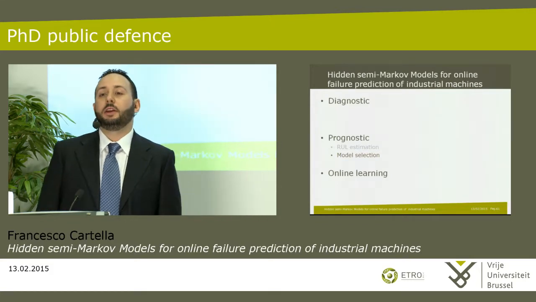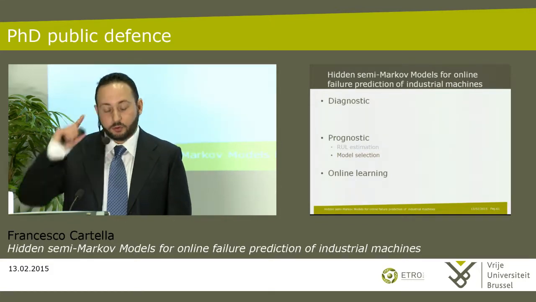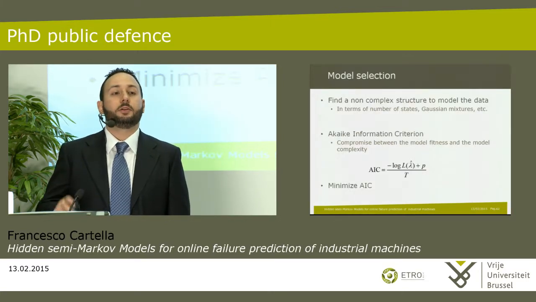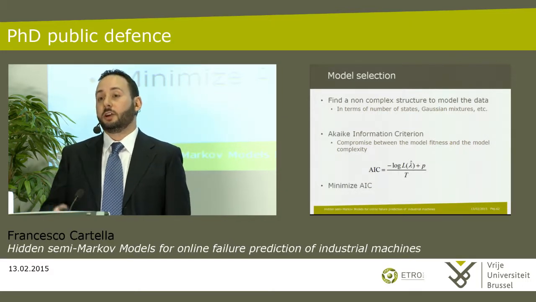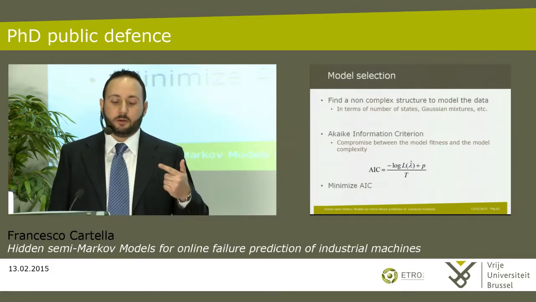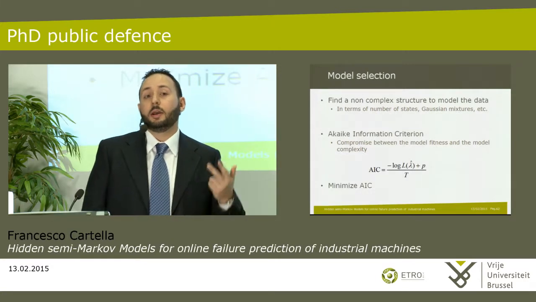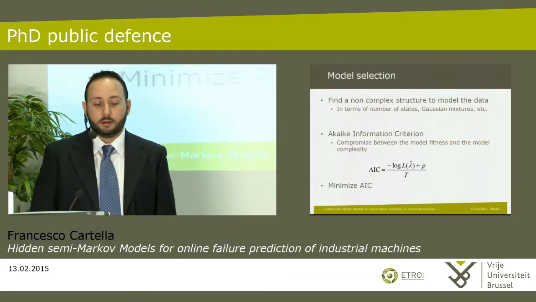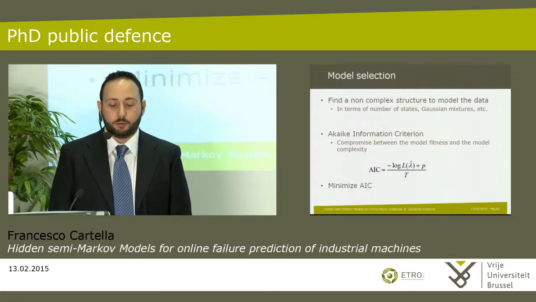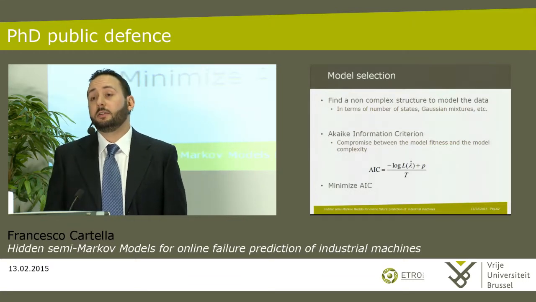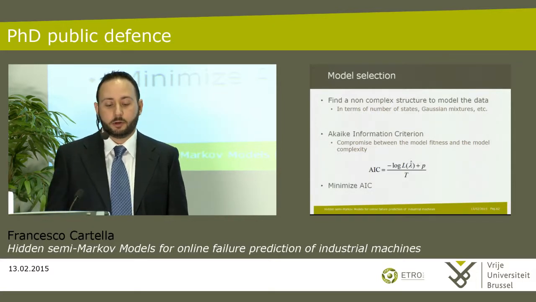Another problem that we tackled in the context of prognostics was automatic model selection, whose problem is to select an appropriate model structure which is effective to describe the data. The structure should be as little complex as possible in terms of number of states, in terms of complexity of the observation model, but also in terms of the correct duration distribution. In this work, in order to solve model selection, we propose the usage of the Akaike information criterion, which has been extensively used and studied for hidden Markov models, but not for hidden semi-Markov models.